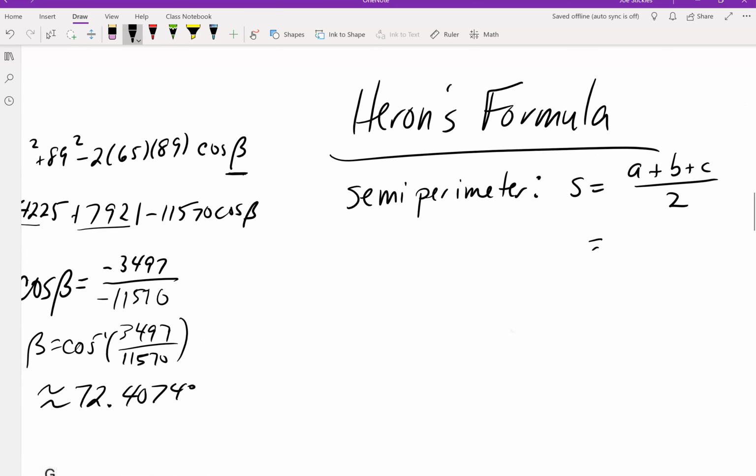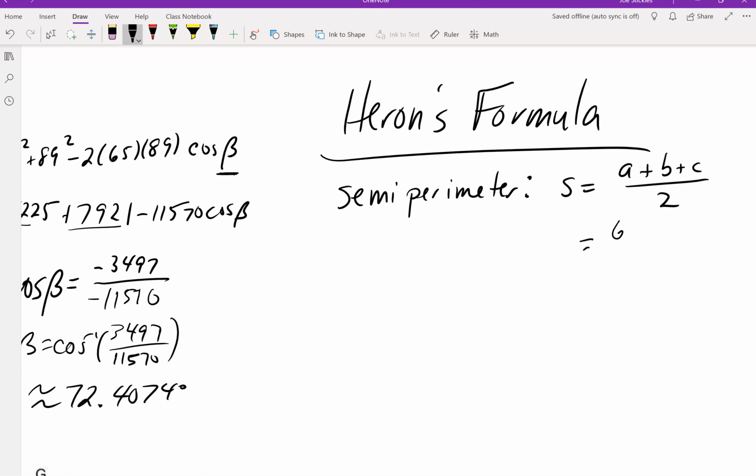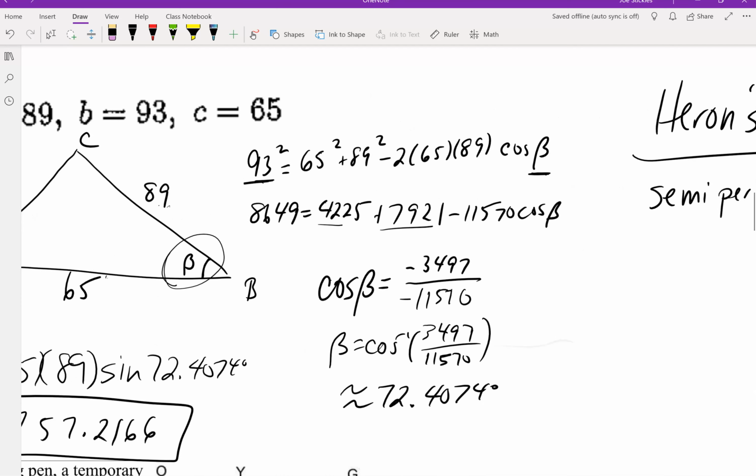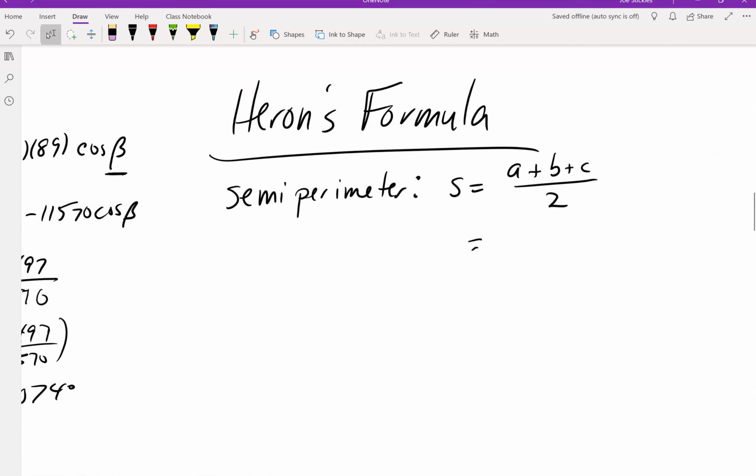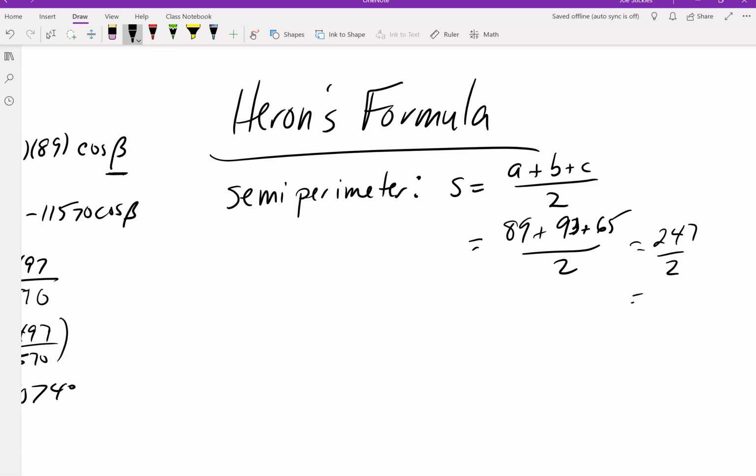So in this case, the sides were what? A was 89, B was 93, and C was 65 over 2. So we do 89 plus 93 plus 65. We get 247 over 2, which is 123.5.